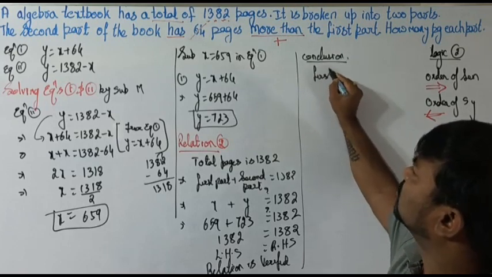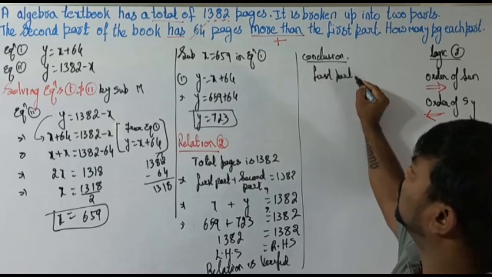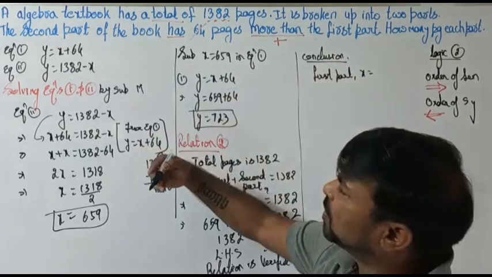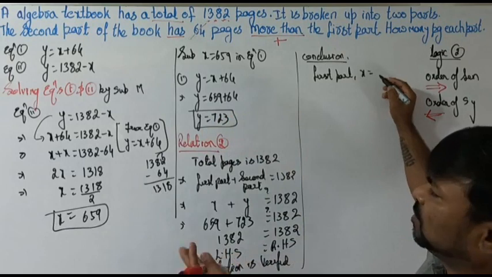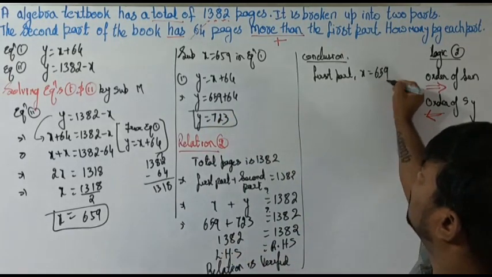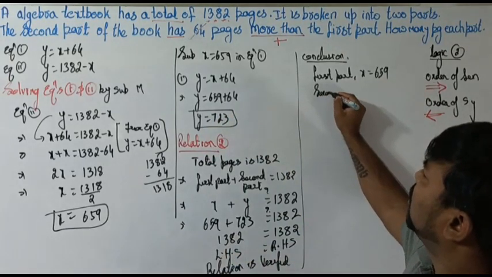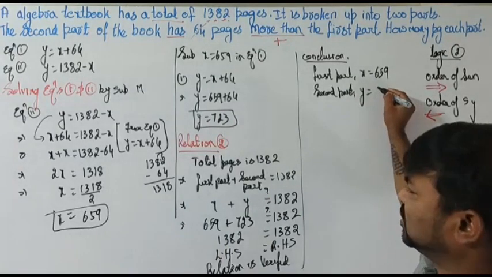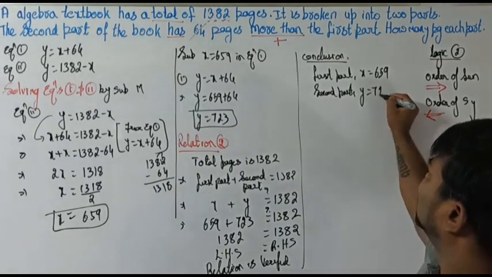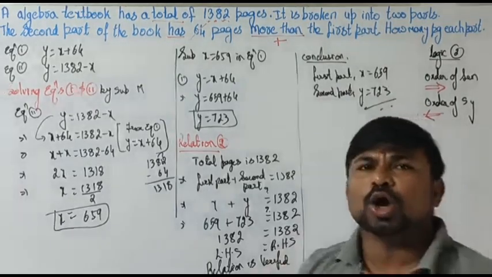What's the conclusion? The first part, x, and the second part of the book's pages: the first part, x, is equal to 659, and the second part, y, equals 723. Hope you are able to understand.